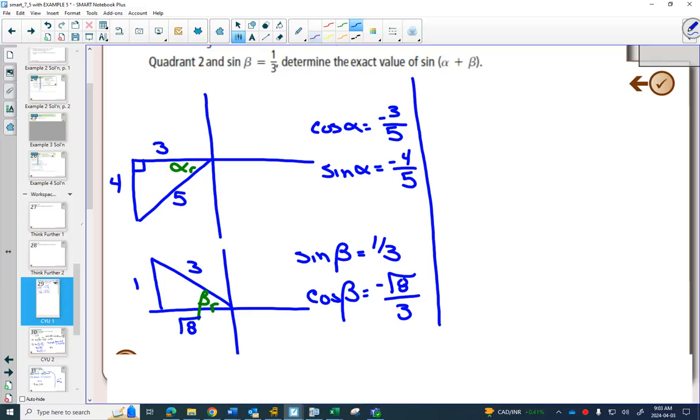The question was asking us to find sine of alpha plus beta. And we go to our formula sheet, and this is equal to sine alpha cos beta plus cos alpha sine beta. So we have that formula. And the nice thing is that we have figured out all of this information from our two triangles.